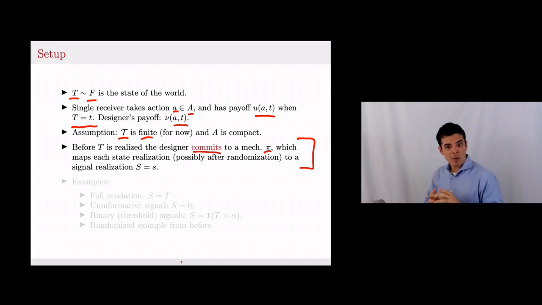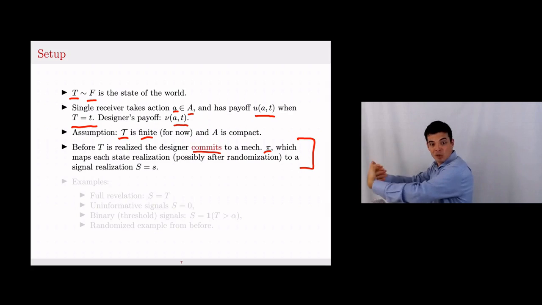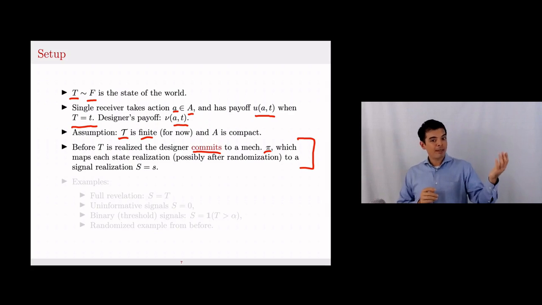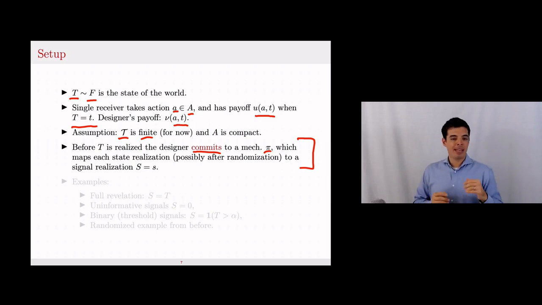This assumption says the following: the designer chooses her mechanism and commits to it before the state is realized, knowing only the distribution of the state, not the realization. Then once the state is realized, the designer sends signals to the receiver consistently with the mechanism that she committed to. So what we are disallowing is the following: the designer observes the state, and if the state will trigger a signal that leads to an undesirable outcome for the designer, she deviates and decides to send a completely different signal.